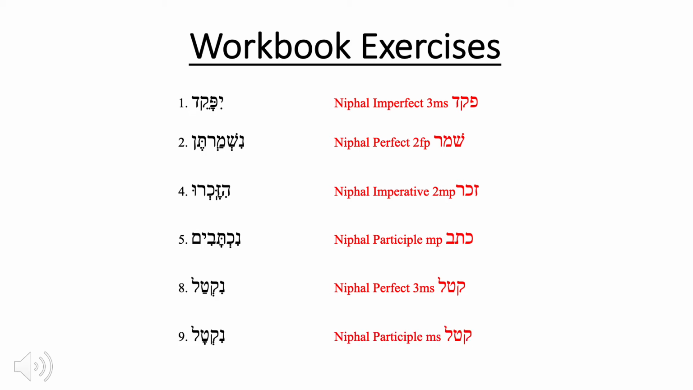Number 9 looks an awful lot like number 8, the difference being the qamets under the tav. This gives away the fact that it is a nifal participle. Again, refer back to number 5 and the qamets under the tav. Here we have the qamets under the tav, but still under the second root letter of the root. So we have a nifal participle, masculine singular, since there is no ending, from qatal. Okay, let's move on to number 10 on the next slide.